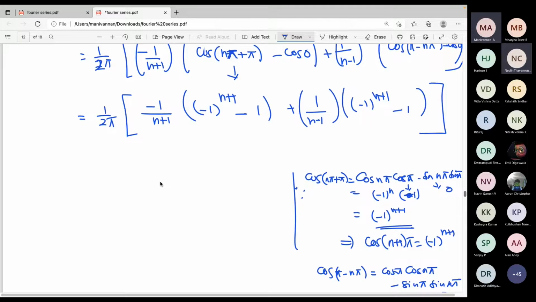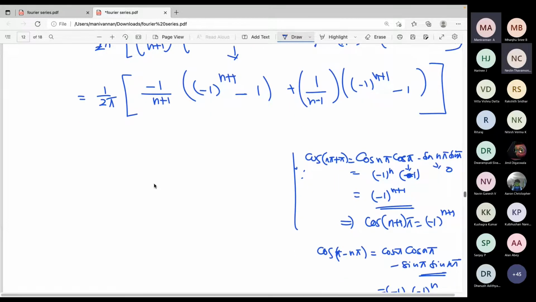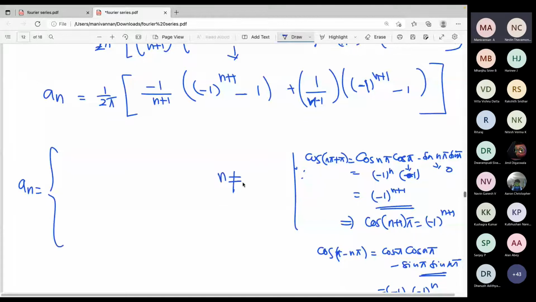Okay, sir. Now this is my an part, right? This is my an part. So shall I segregate this as the n equals to 1 case or n not equals to 1 case? Yes. When n not equals to 1 only, it will be true.